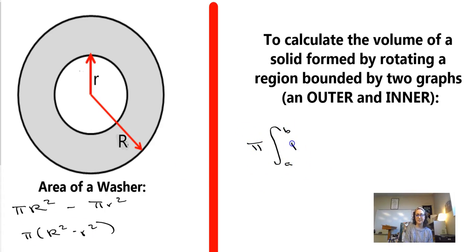I'm bringing that pi out in front, so capital R squared minus little r squared, and then either dx or dy, depending again on your axis of revolution. So we'll determine that exactly the same way we did disk method. So this here is called washer method. Let's try a few together.